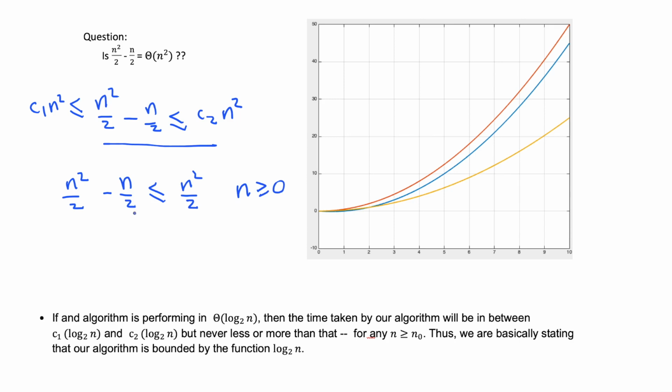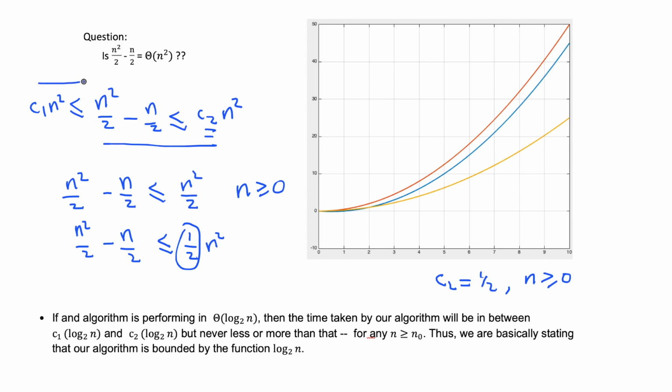So if you look at this one, then you can definitely write n square by 2 minus n by 2 less than or equal to 1 by 2 times n square. So we have proved the right side, that is you can have the value of c2 equal to 1 by 2 for n greater than or equal to 0. Okay, so we have the value of c2 equal to 1 by 2, and now we have to prove the left side also.